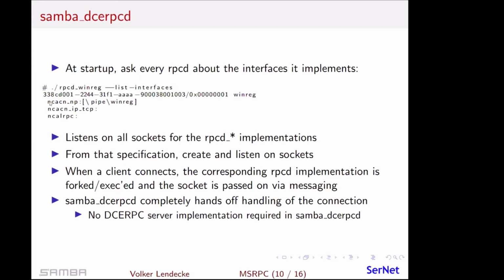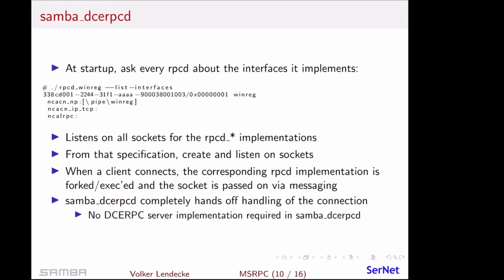we are coming into the terminology, the endpoints or binding strings. After having looked at that for a while, I can't really get my head around these names. Essentially, these 3 lines with NCACN something define the sockets to listen on, that this RPCD winreg daemon wants the parent DC-RPCD to listen on its behalf. What the parent then does, it listens on all sockets for the RPC implementation on behalf of them. And when a client connects, the corresponding RPCD implementation forks and execs the server implementation.